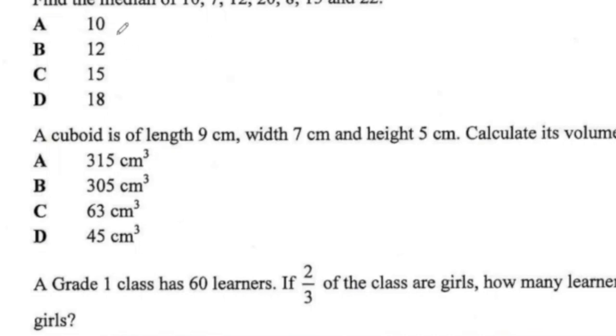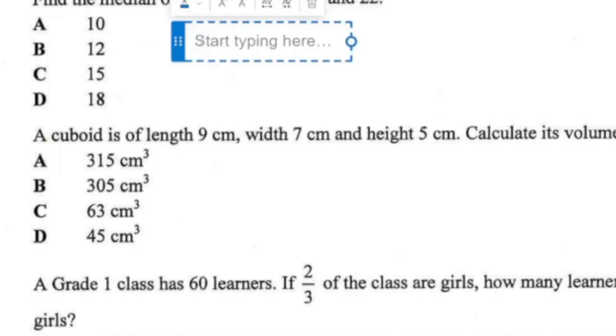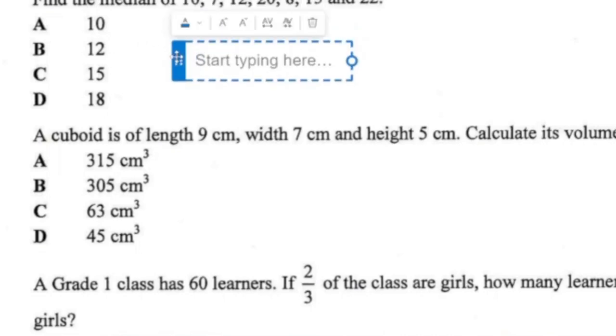Okay, so what we need to do here is put the numbers in order first. Sorry, it's covering the numbers. Okay, so we look at the numbers. We start with the smallest number, which is 7. We write 7. Then which one next? Then we put comma 8. Then what comes after 8 is 10. We put comma 10.